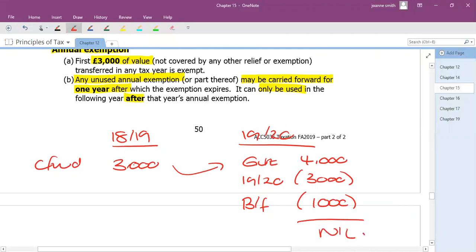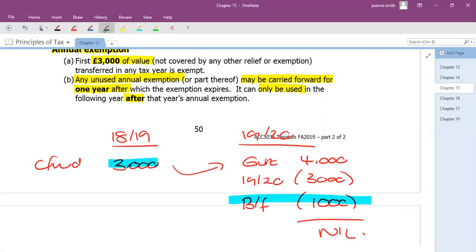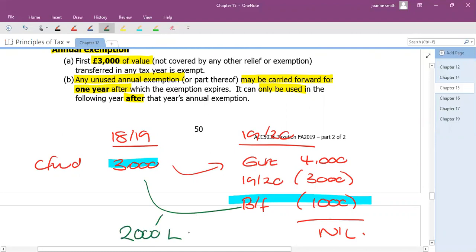So you can't use that first, which would make more sense, wouldn't it? Because you can only carry it forward for 1 year. So I'd get to use 1,000 of that next year, and then the balance I've got, which is 2,000, would be lost. There's nothing else I could do with that. All right, so that's what it means when it says you have to use the current year first.